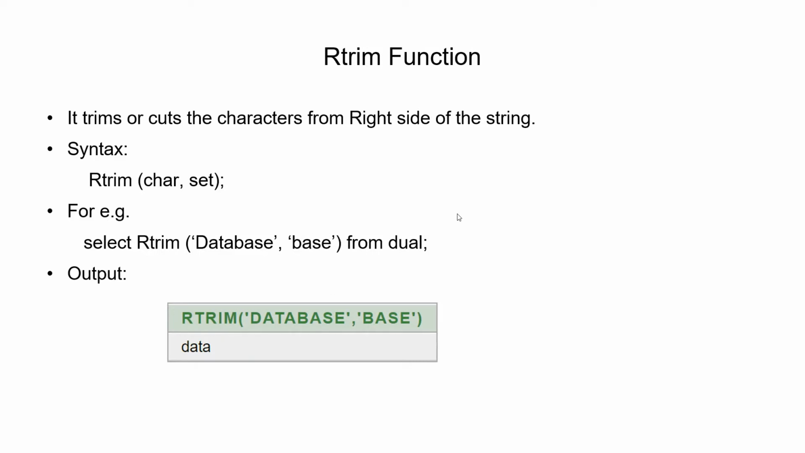The next function is rtrim. R stands for right. So it will trim or cut the characters from the right side of the string. The syntax is the same, rtrim char comma set. Char means the input string and set means the characters or the string which you want to cut from the right side. So in this case, see the example is given, that is select rtrim('database','base'). So we have to trim base from this database from the right side. So here base has been trimmed and the remaining is data. So the output is data.